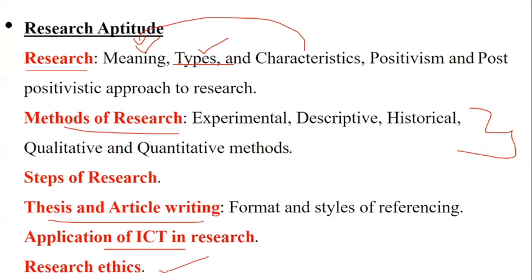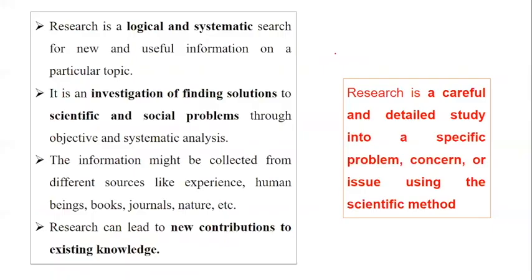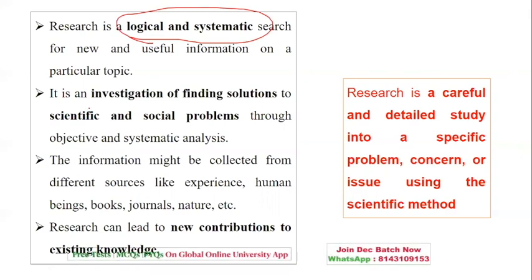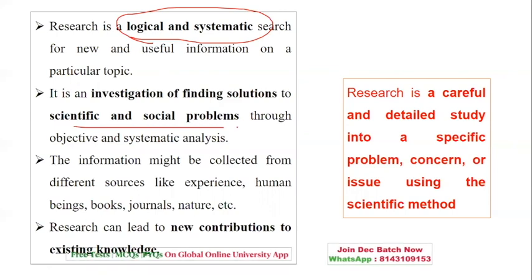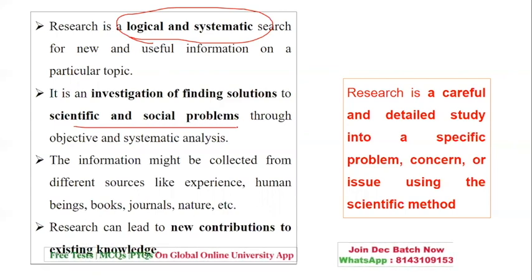Now let's quickly understand the syllabus in detail, and let's have a look. Coming to the first thing, what exactly is research? Research is nothing but a logical and systematic search for new and useful information. The important words I have highlighted. So it is an investigation to find out a solution, which has to be scientific, and it should be able to relate to social problems.